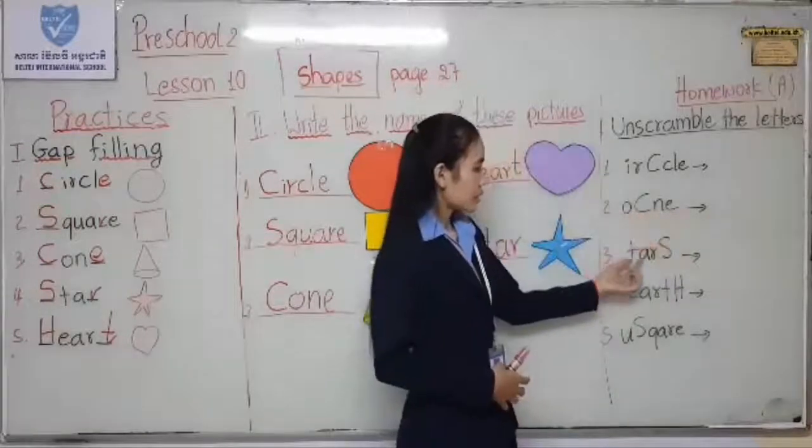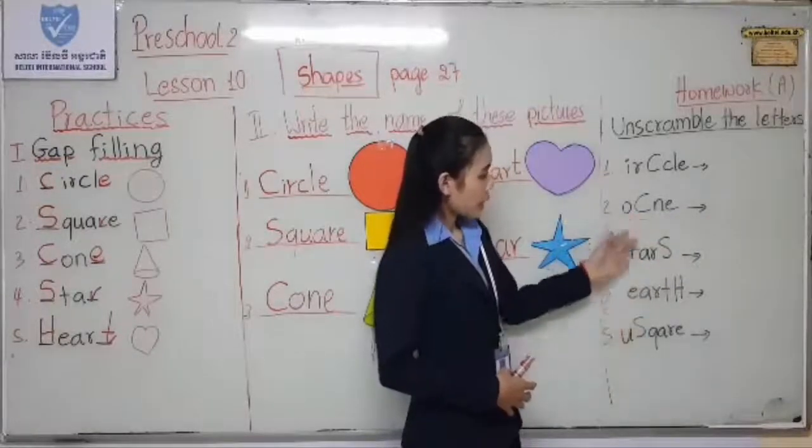So number three, number four, number five are the same.